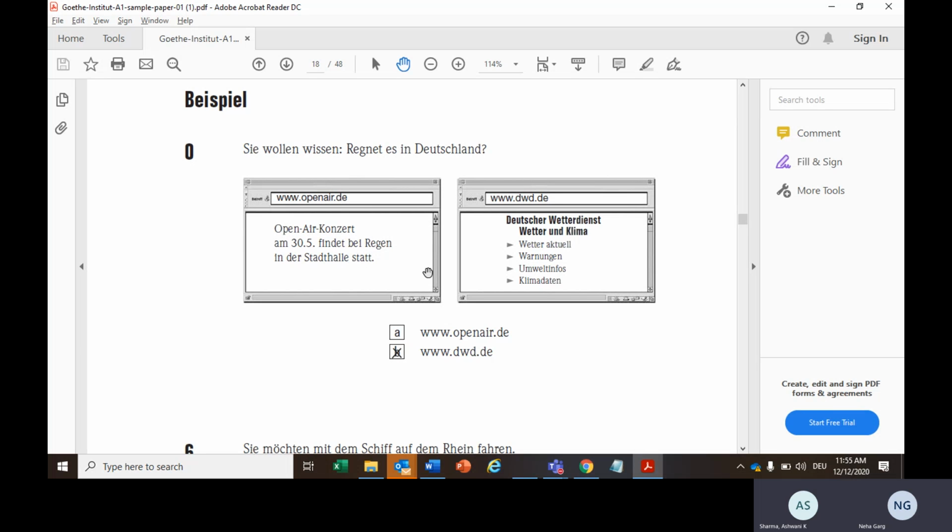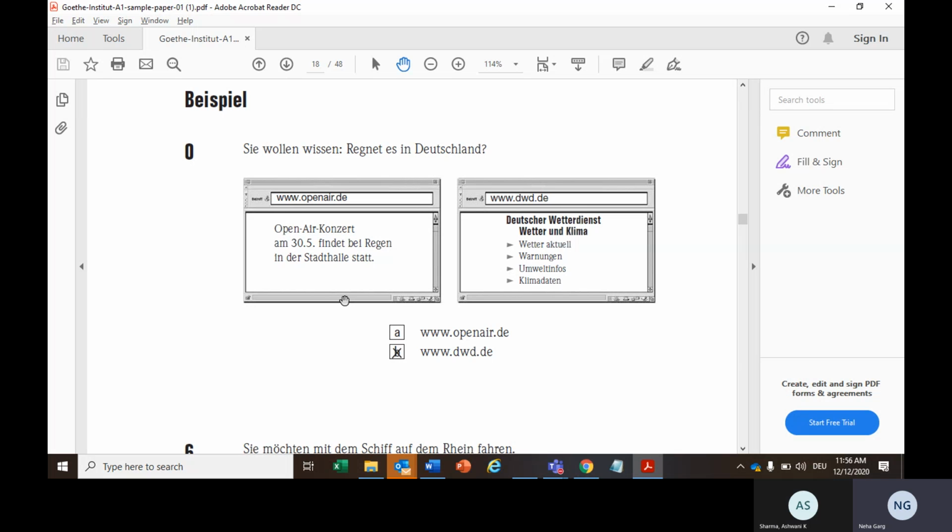Okay. Open air concert, 30. Mai. This is the time, right? No, this is a date. Okay, 30th May. It should be over in that case, right? Okay, 30th May. Bei Regen in der Stadthalle. So what does this mean? It is the information about the concert which is happening on 30th May, and this Regen sentence, the second sentence, means that in case it rains, the concert will happen in the city hall.